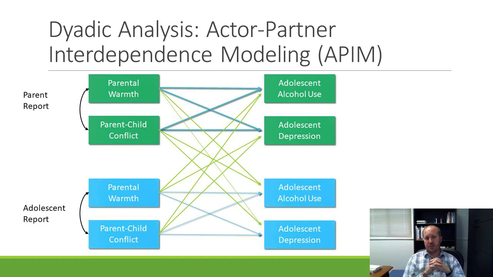And then what we do is we check the actor paths. The actor paths are the ones that are in blue here. So they go from me to myself, or from parent to parent, or from adolescent to adolescent. And the partner paths are the ones in green here. So those are like the adolescent's report of parental warmth. How does that impact how their parents view their depression, or how their parents view their alcohol use? The actor paths tend to be what we are most interested in when we are doing dyadic analyses.